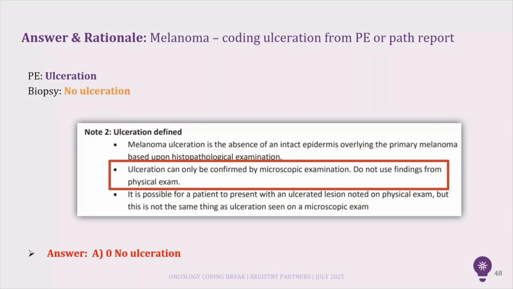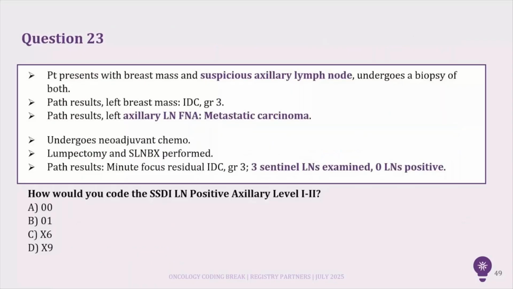So this patient presents with a breast mass and a suspicious axillary lymph node, undergoes a biopsy of both the mass and the lymph node. The left breast is IDC grade 3. The lymph node is metastatic carcinoma. Patient undergoes neoadjuvant chemo, a lumpectomy, and a sentinel lymph node biopsy. The results are a minute focus of residual invasive ductal carcinoma grade 3. 3 sentinel lymph nodes were examined and they were all negative. So how would you code the SSDI lymph node positive axillary levels 1 through 2 in this one?